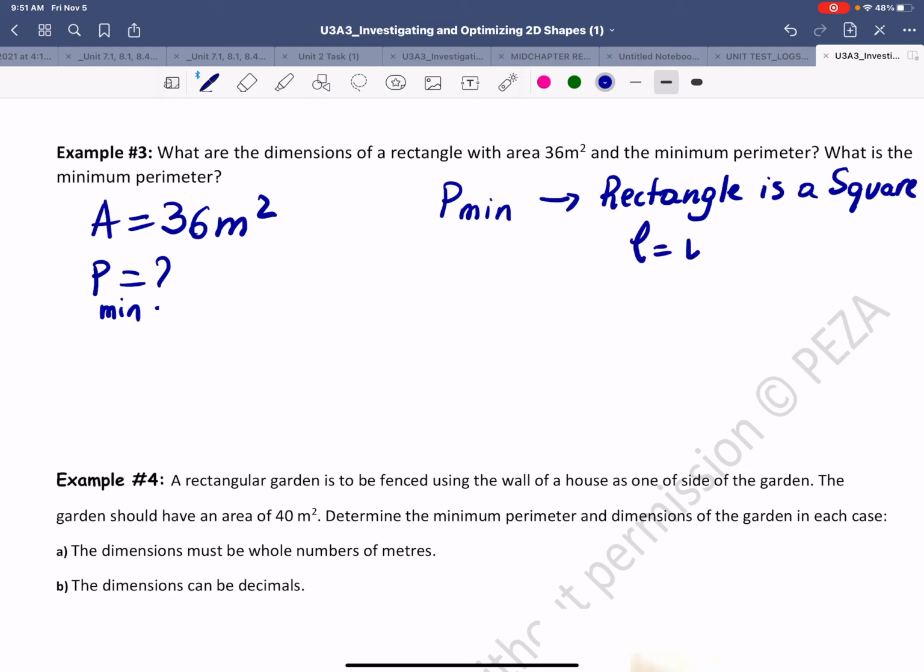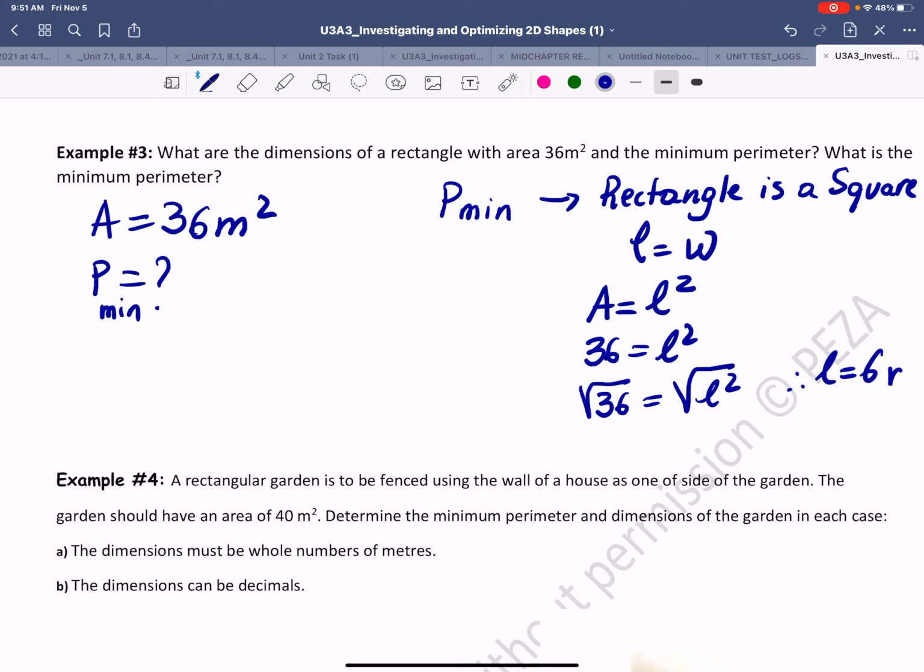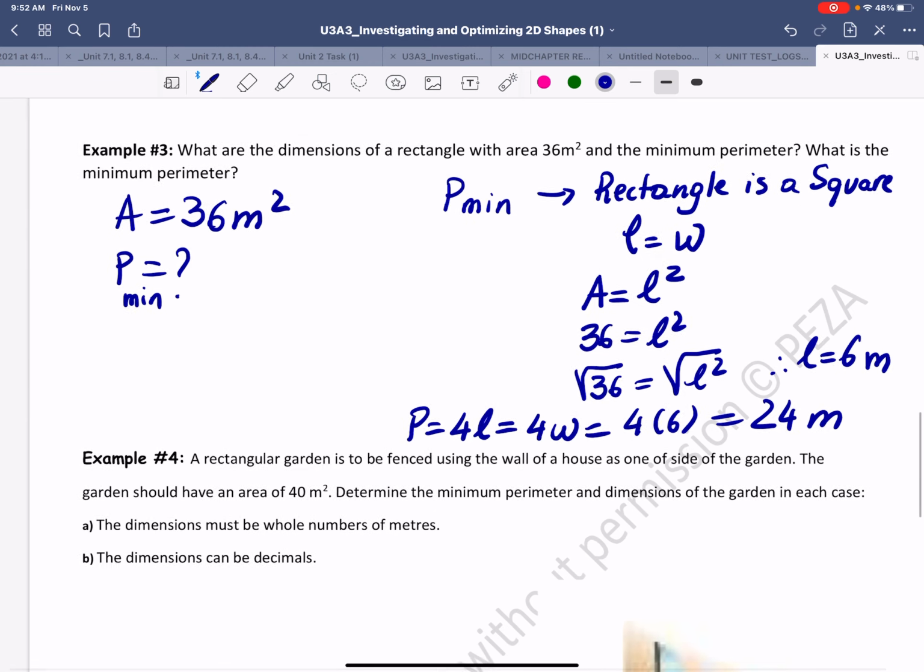Which means length equals width, which means that the area equals length squared, which means that 36 must equal L squared. Square root both sides to get the value of L. So length will be 6 meters. Length and width are the same. So we're going to say perimeter is equal to 4 lengths or 4 widths, same idea. So that would be 4 times 6 or 24 meters. So we need at least 24 meters to enclose a rectangular shape area of 36 meters squared.